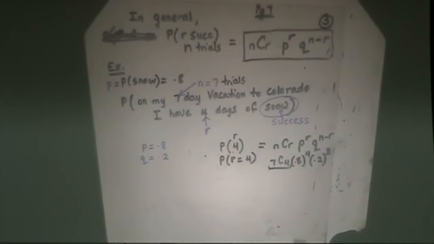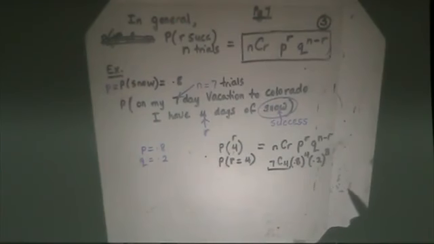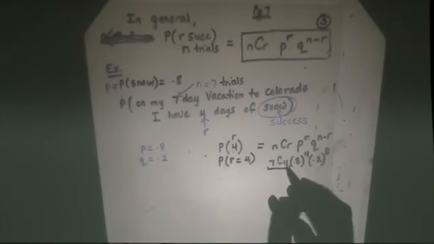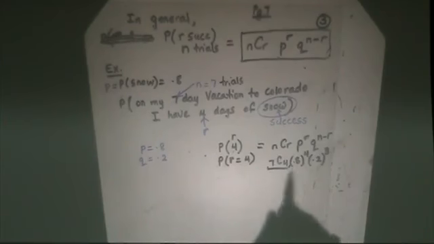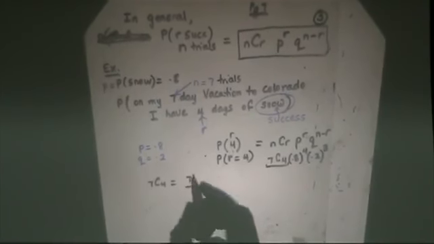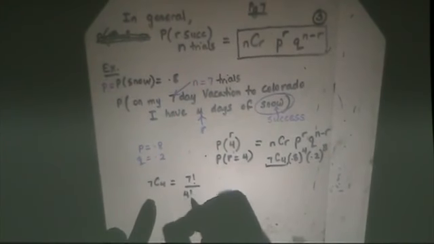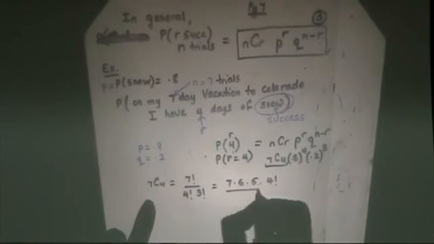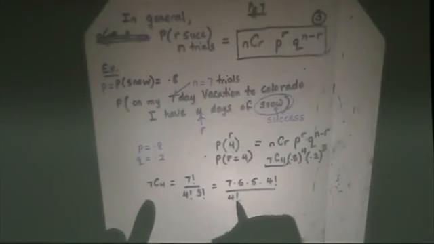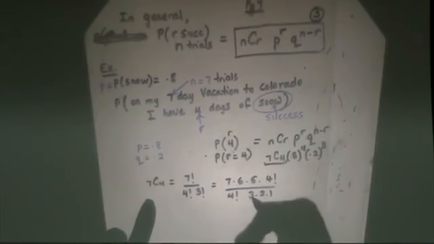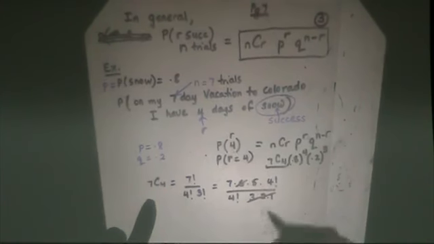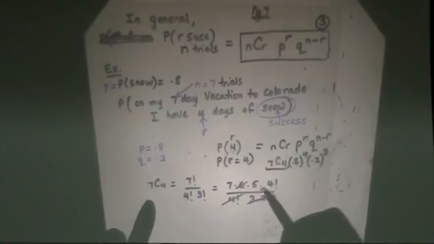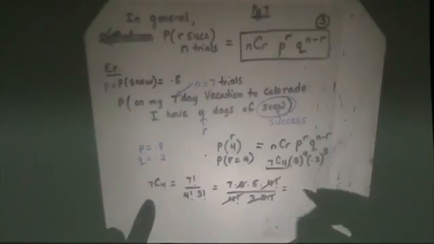So I would stick this in my calculator. How do you do 7 choose 4 on the calculator? Of course I can do it by hand if I wanted. 7 factorial over 4 factorial, 3 factorial. So this would be 7, 6, 5, 4 factorial over 4 factorial, 3, 2, 1. This 3, 2, 1 cancels with the 6, and this 4 factorial cancels with the 4 factorial on the top. So my answer is 35.